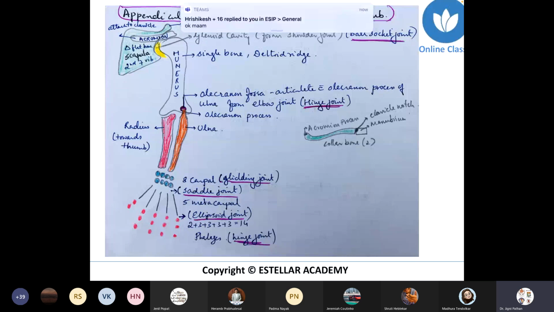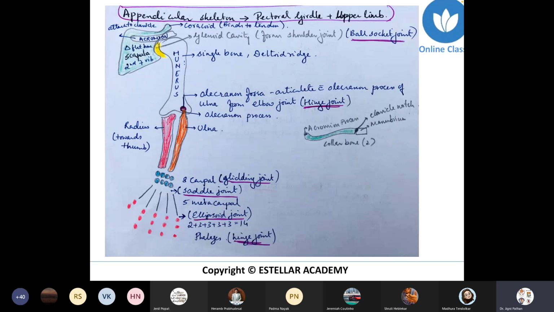Okay, now listen to me. We have discussed the scapula, right? It's a flat bone. Now, the clavicle will join the scapula at the acromion of the scapula. The scapula has 2 regions: one is the coracoid region and the other is the acromion, to which the clavicle joins. Done, over. Now, the humerus is a single bone which has a deltoid ridge. Deltoid ridge means it's kind of a ridge to which muscles are attached. Okay.